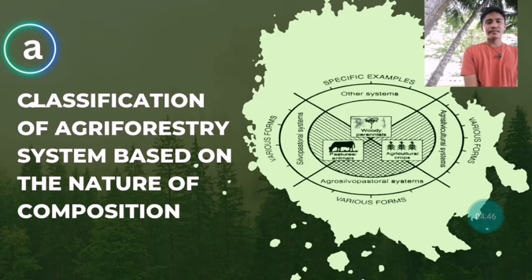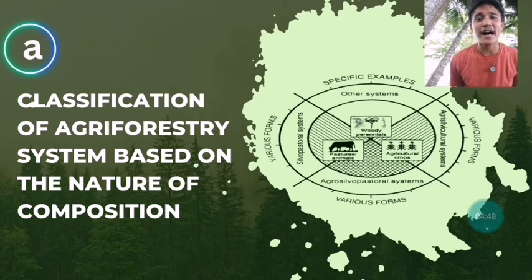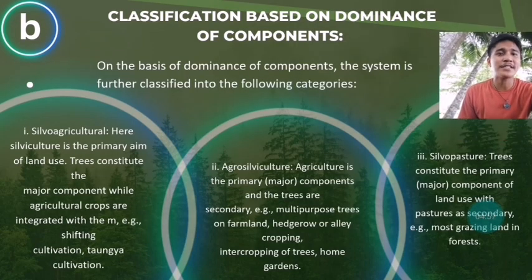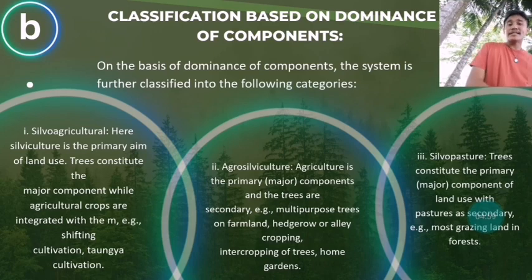So let's go to the classification of agroforestry systems based on the nature of the composition, the dominance of the components. On the basis of dominance of components, the system is further classified into the following categories. I think there are five types of category.